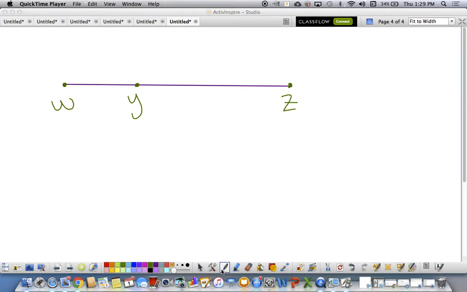But there are 3 different segments. There's a little shorter segment, and there's a longer segment, and then there's the total. And the segment addition postulate says this piece plus this piece equals the total piece. Okay?